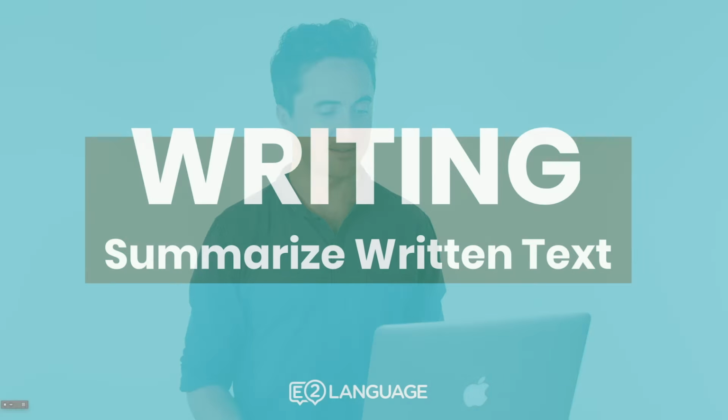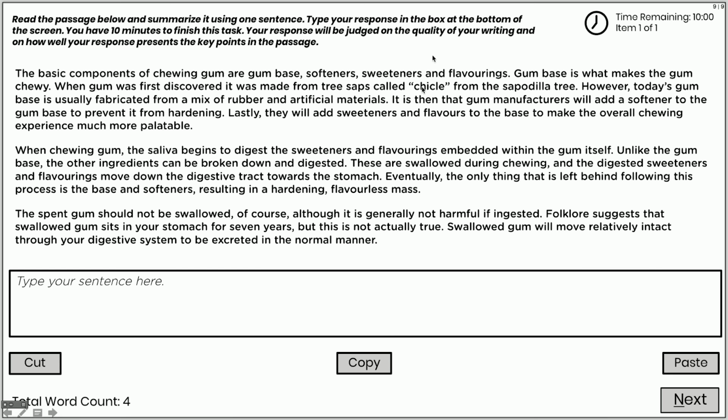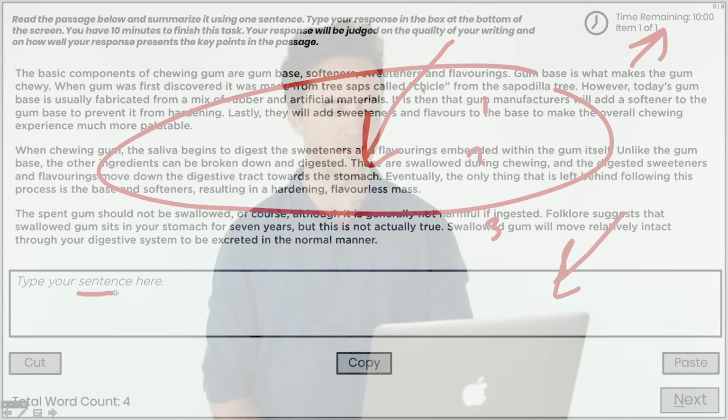Okay, so this is what it looks like on test day, and you're going to notice a few things here. One is, importantly, you've got this big chunk of text, which will come in a single paragraph or multiple paragraphs. We have three paragraphs here. Up here you're going to have the timer, and down here you've got a little text box where you are going to write a single sentence. One sentence. That's it.